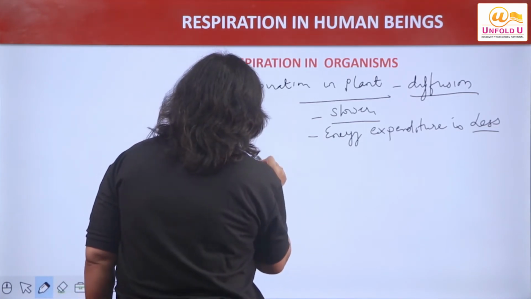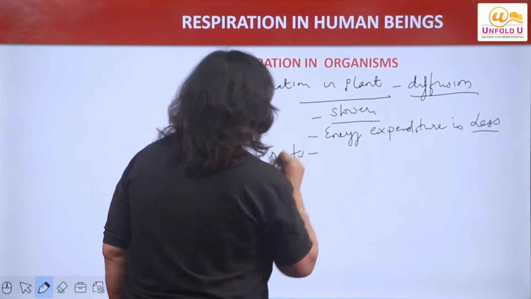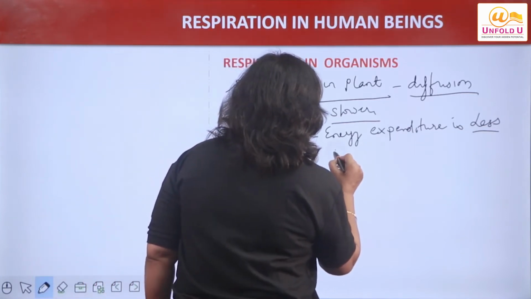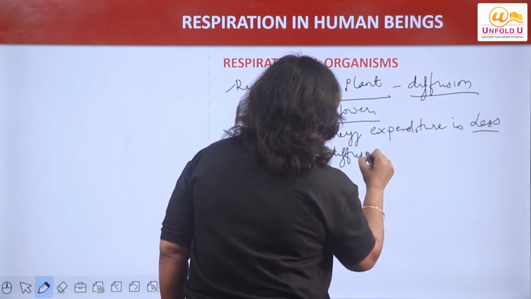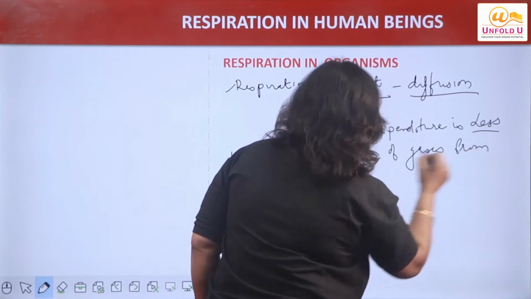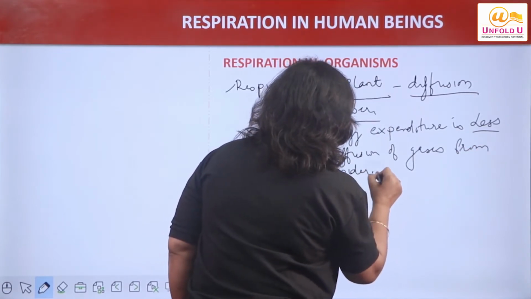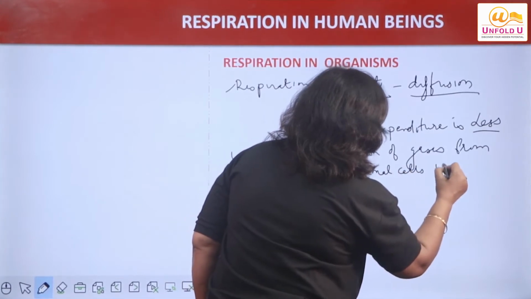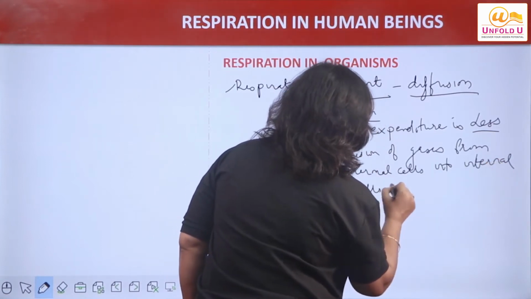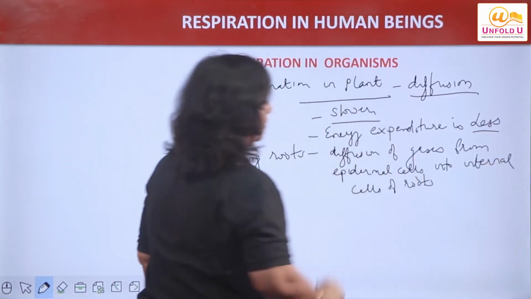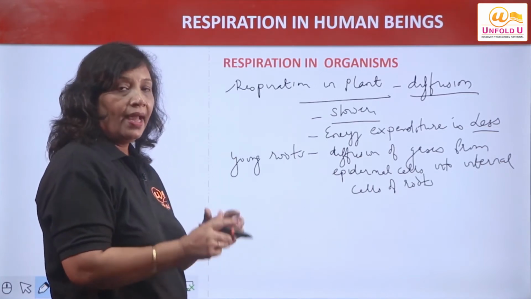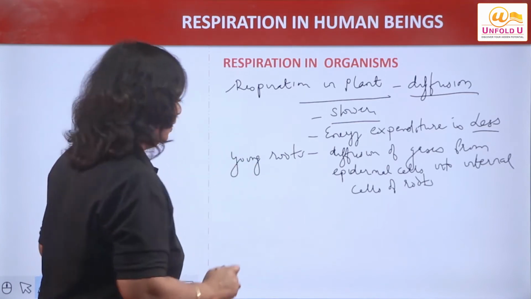So if we say how in different parts respiration is taking place, in case of young roots, so what happens? The exchange, there is diffusion of gases from epidermal cells into internal cells of roots, right? यंग रूट्स की बात करें तो कैसे हो रहा है एक्सचेंज? डिफ्यूजन गैसेस की होती है एपिडर्मल सेल्स से इनटू द इंटरनल सेल्स ऑफ द रूट्स.